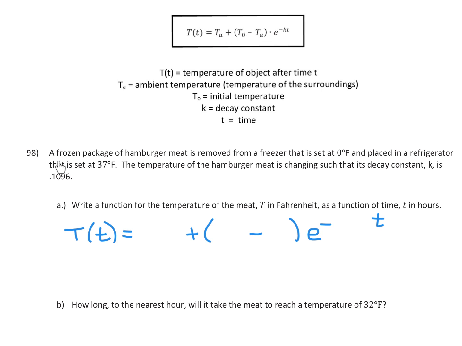So let's read. A frozen package of hamburger meat, well, this is kind of similar to the last one, right, is removed from a freezer that is set at 0 degrees. All right, so this is the initial temperature, so we're going to plug in 0 for the initial. So that's T sub 0, right? T sub 0 is the initial. Okay, it's placed in a refrigerator that is set at 37 degrees. So the refrigerator is the temperature of the surroundings, the T sub A. So we're going to replace that with 37.